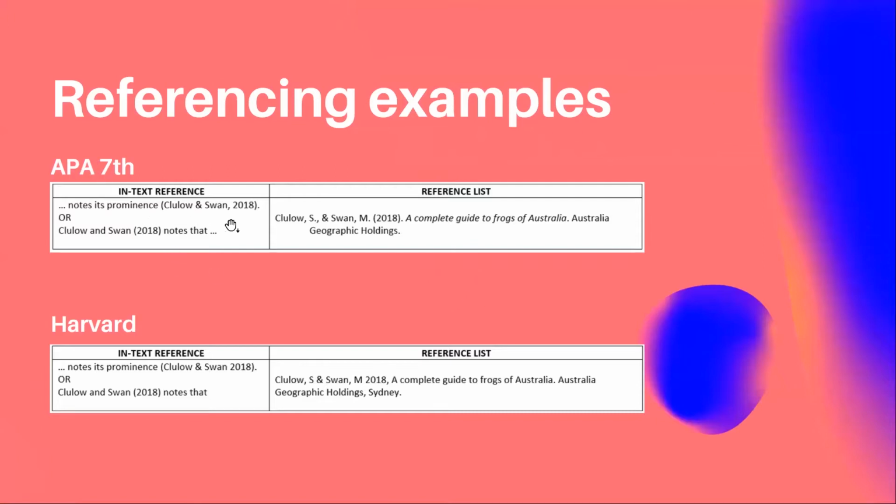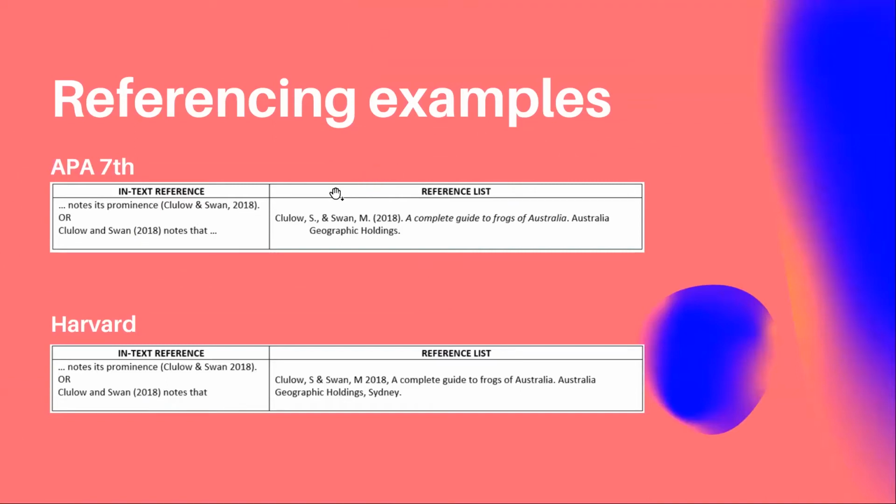So what I've done is I've referenced one of the books in the catalogue. It's a print book and I've done it in the APA 7th style and the Harvard style. So these two styles are in-text referencing styles. They're different to a footnote style, but there are similarities and there are differences between them.